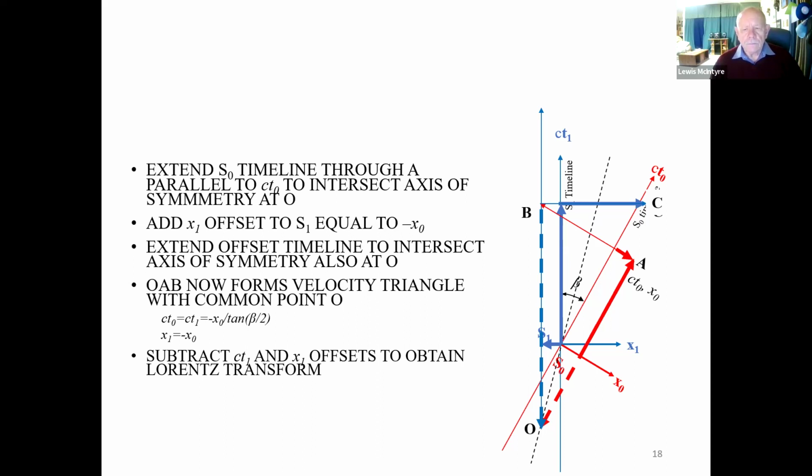The axis of symmetry allows the construction of the velocity triangle from any reference frame by setting an X offset in the target reference frame and establishing a timeline through that point to intercept with a timeline through the X value in the source reference frame. Those two timelines will intersect at the common point O, setting up the velocity triangle for arbitrary X.